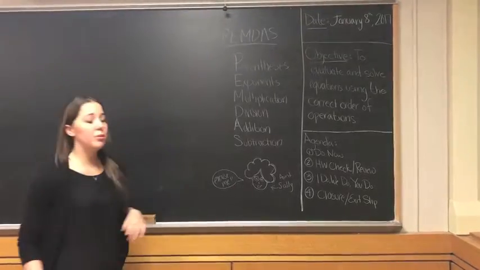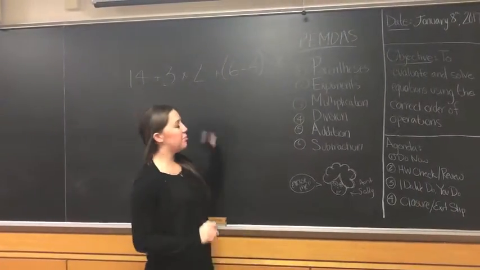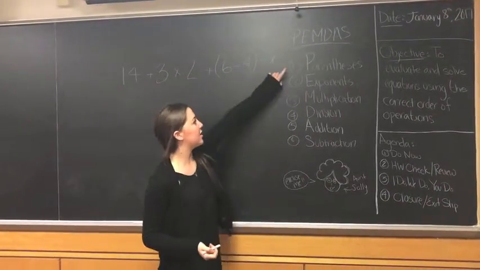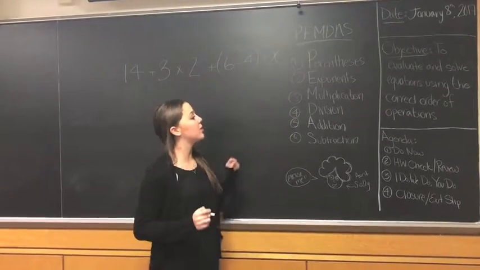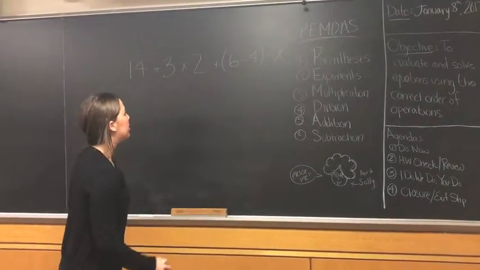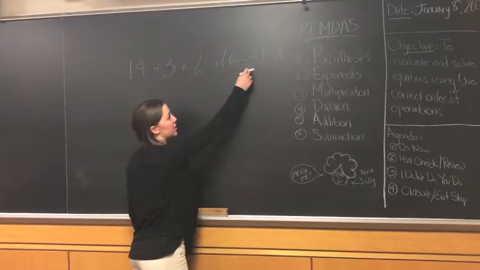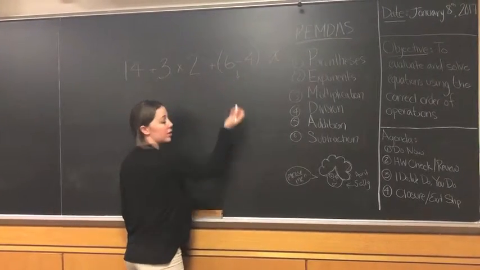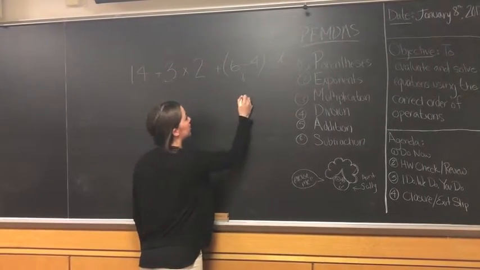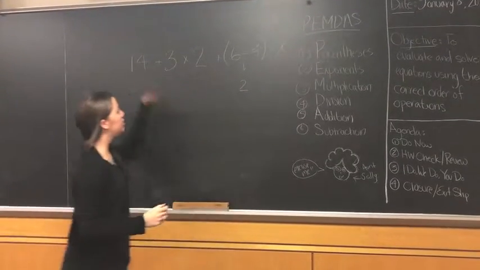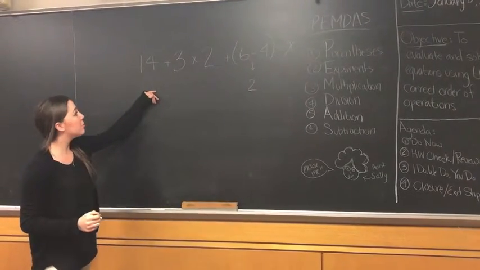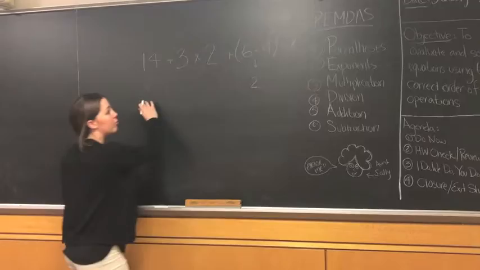So we're going to put an equation on the board. Since there's something in parentheses, we're going to start with our parentheses because that is the first thing in our PEMDAS order of operations acronym. So in our parentheses is 6 minus 4, so we are going to take those two and solve that. So 6 minus 4 is 2, and then I'm going to bring all of the rest of the numbers and operations down and rewrite the equation.